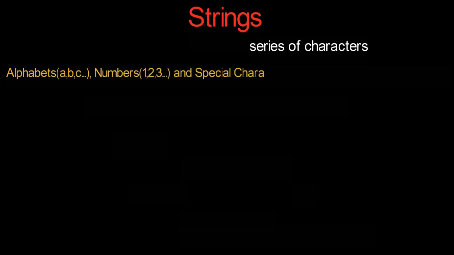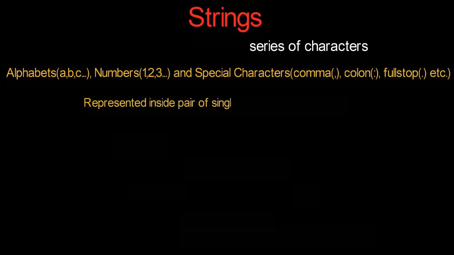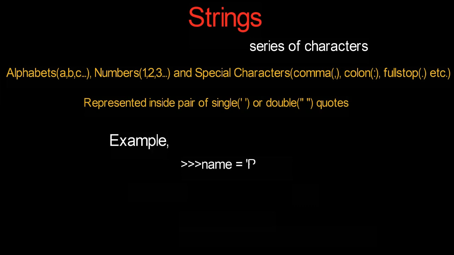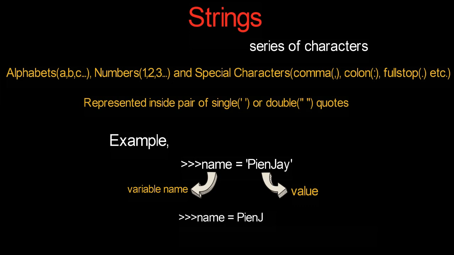Strings are basically a series of characters which can involve alphabets, numbers and special characters like comma, colon or full stop sign. Also, as we know, they are represented inside a pair of single or double quotes. Example, name is equal to PienJay, with PienJay inside single quotes. So our variable name here is name and the value of it is PienJay, which is of the data type string since it's inside single quotes. If we try to directly give it as name is equal to PienJay, it will generate an error since it will consider PienJay as a variable name itself.